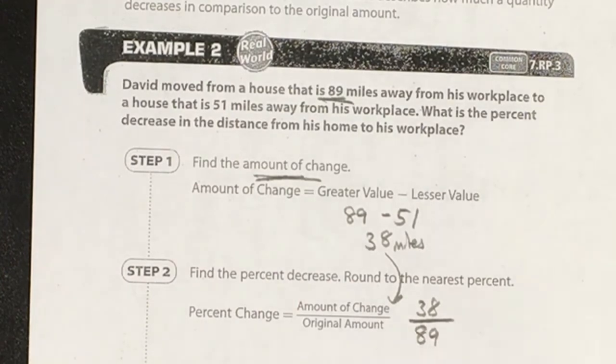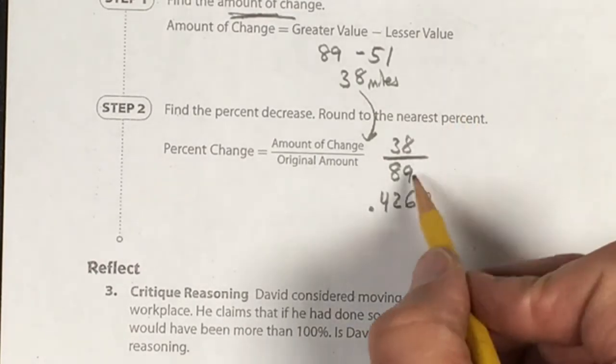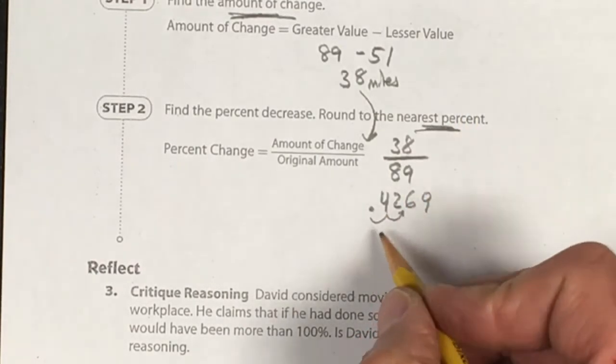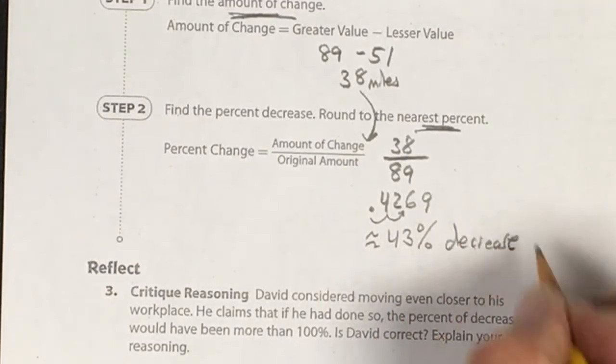Get the decimal, move the decimal point, round off. Here we're rounding off to the nearest percentage. So he had a 43% decrease in miles traveled. He moved closer to where he worked.